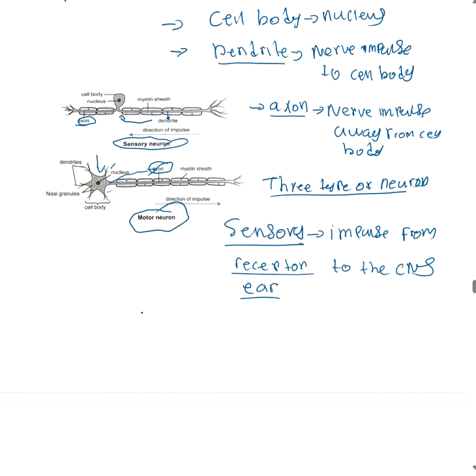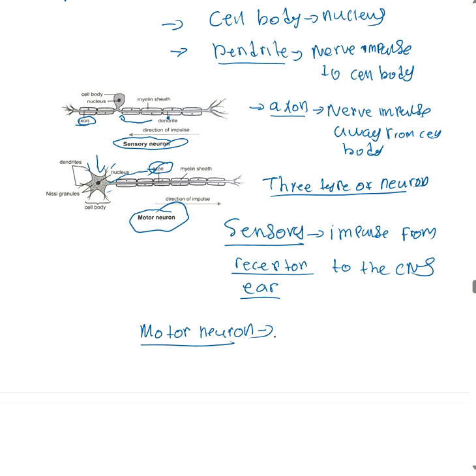So now, the motor neuron. What is the function of the motor neuron? It looks like this. The cell body and the dendrites are found in the same position, and the axon is found in the myelin sheath.